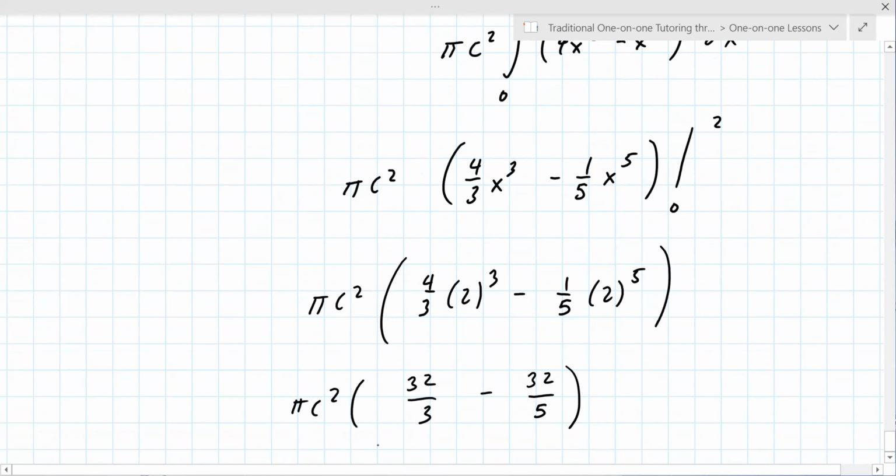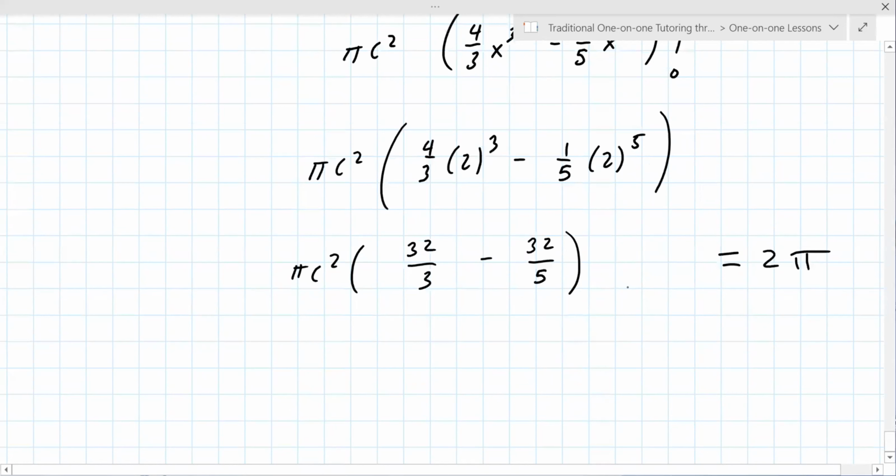Okay, and you may have lost track of what we're trying to do, but if you go back to the original, or look on your paper, it says the volume is 2 pi. They're giving you the answer. The answer is 2 pi, and you need to solve for C. So first we'll start by combining these. We'll make a common denominator here, 15. Multiply this by 5 is 160. Multiply this by 3, it's 96.